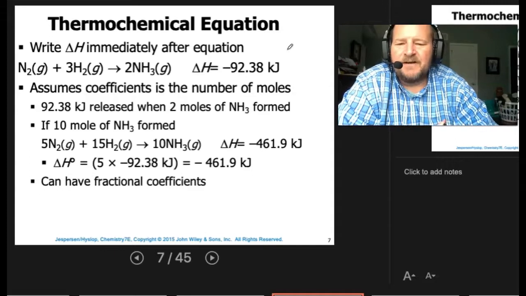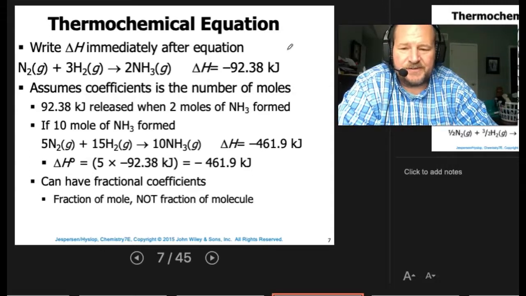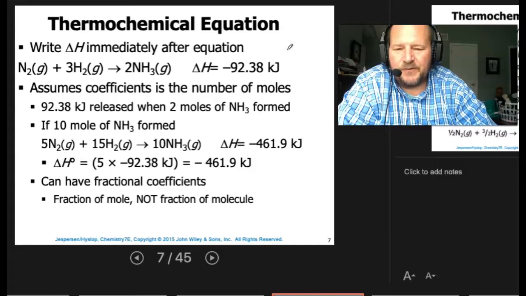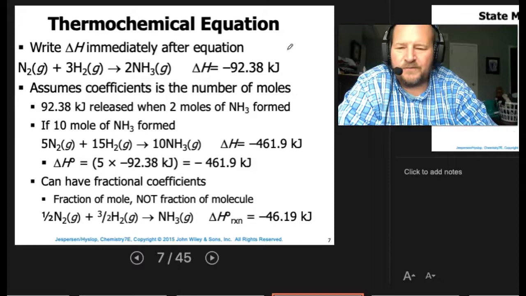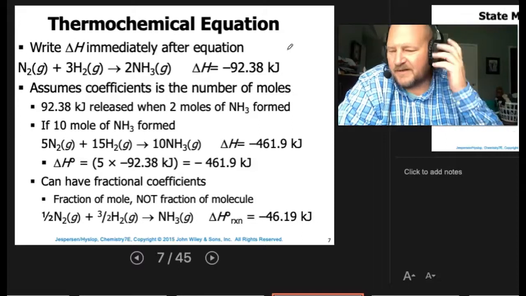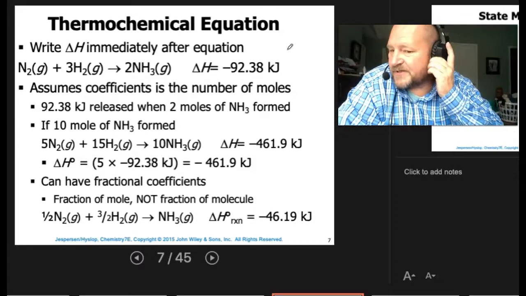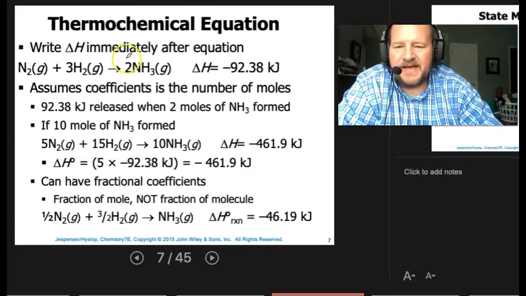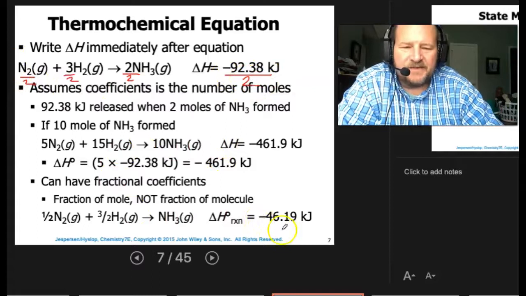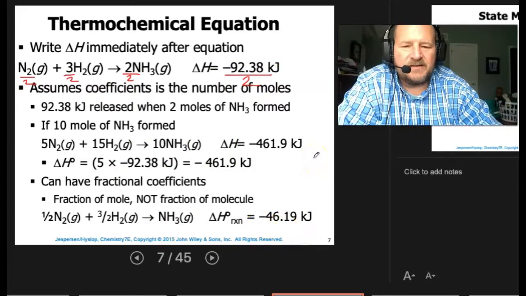Okay. Now, you can also have fractional coefficients. Now, it's fraction of mole, though, not fraction of molecule. So obviously, you're going to have more than 1 molecule, rather. So half of N2 plus 3 halves of H2 will give us 1 NH3. So if I wanted to eliminate that 2, then I could just divide everything through by 2. And that's how we got there. And of course, if I'm dividing these by 2, I'm simply going to divide the delta H by 2. And so that's going to give us negative 46.19 kilojoules.